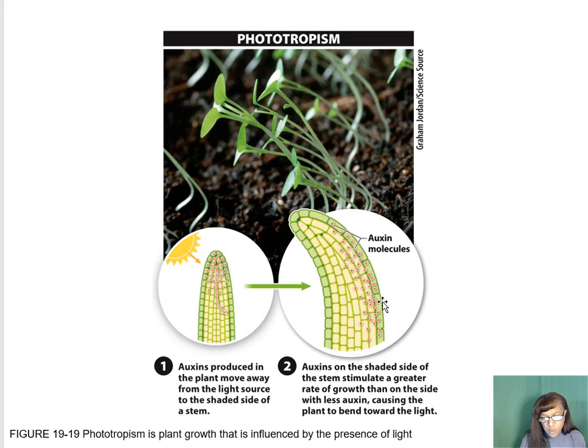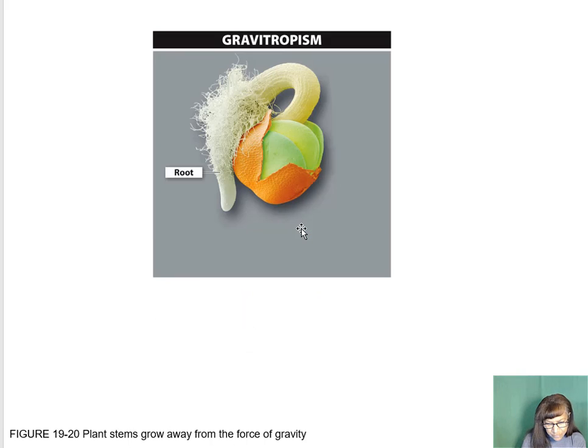So if you've ever wondered why when you have your plant, say you're in a house and you have a house plant and you put it in the window and it starts bending towards the light that's in the window, that's because it's actually producing more auxins on that shaded side so that these cells grow more, which is going to make it bend in the direction of the light, which is really cool.